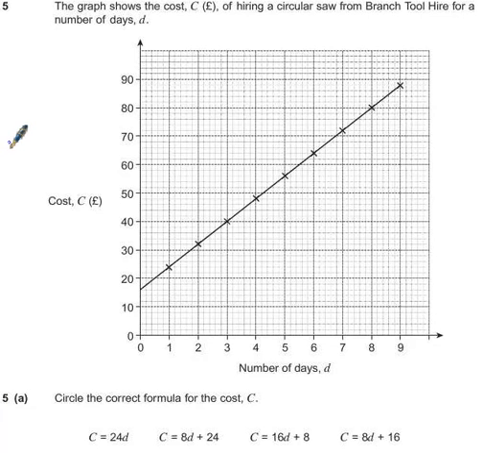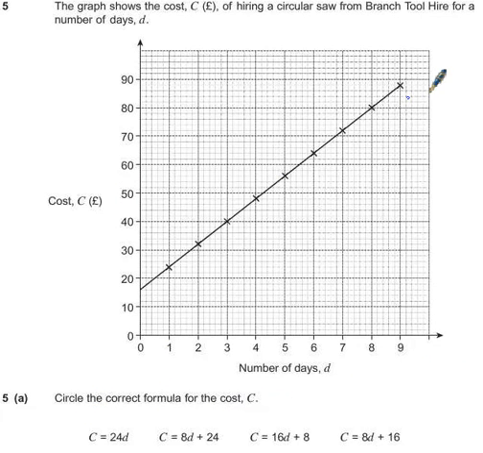Okay, question number 5. The graph shows the cost C of hiring a circular saw from Branch Tool Hire for a number of days D. So we're given the costs on the vertical axis and the number of days is on the horizontal axis. Circle the correct formula for the cost C.